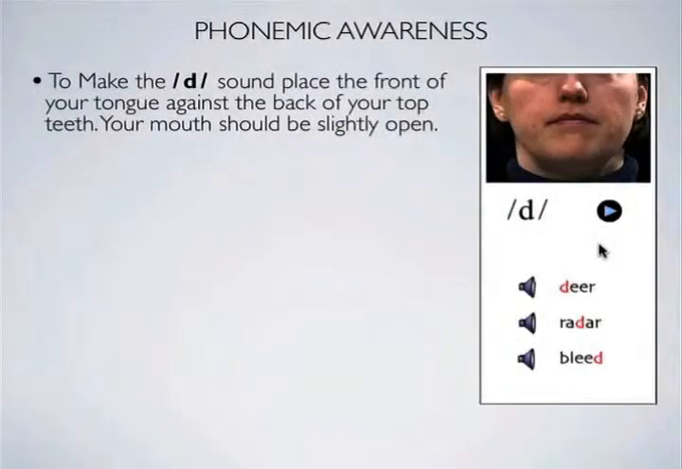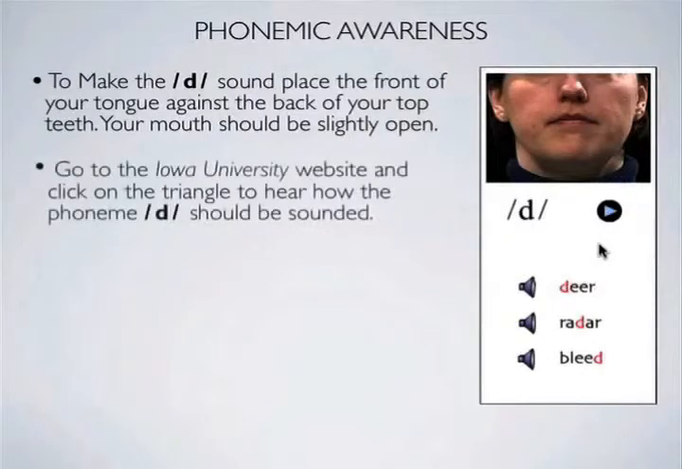To make the D sound, place the front of your tongue against the back of your top teeth. Your mouth should be slightly open. Go to the Iowa University website and click on the triangle to hear how the phoneme D should be sounded.